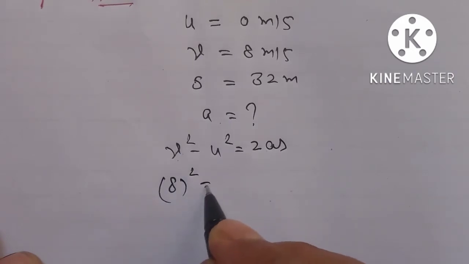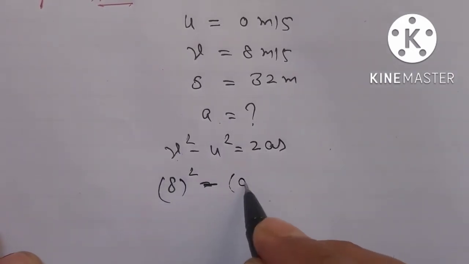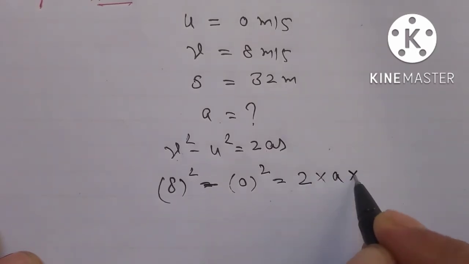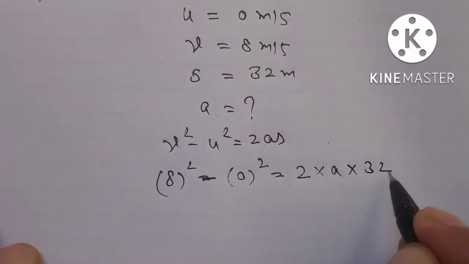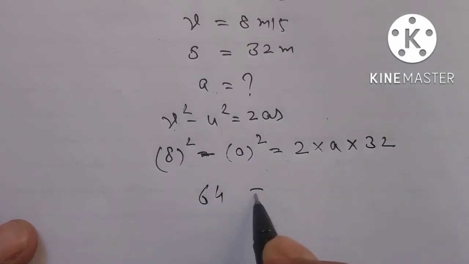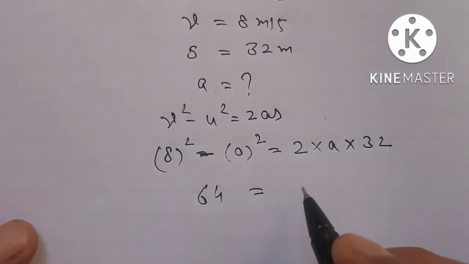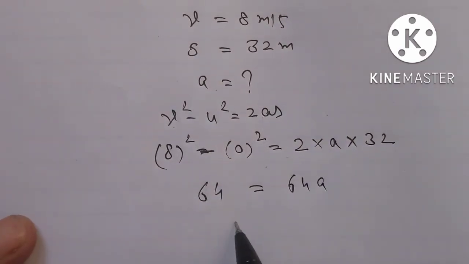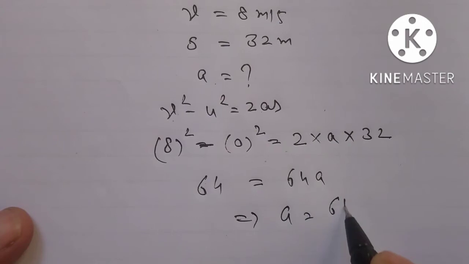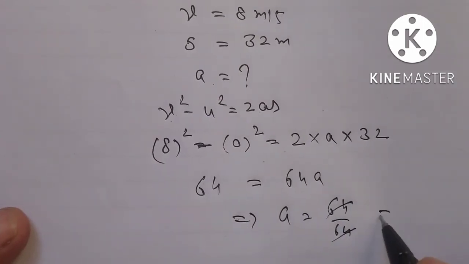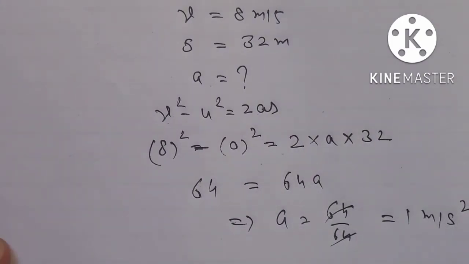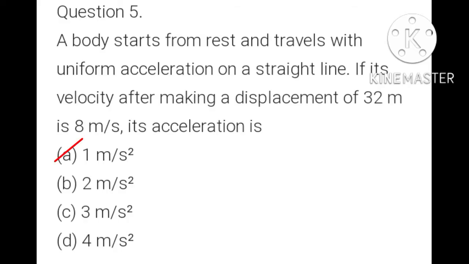V is 8, squared, minus u is 0, squared, equals 2a multiplied by distance, that is 32. So 8 squared is 64, equals 0 squared is 0, plus 32 times 2 is 64a. This implies a is equal to 64 over 64, which is equal to 1 meter per second square. So acceleration is 1 meter per second square. So A is the correct option, 1 meter per second square.